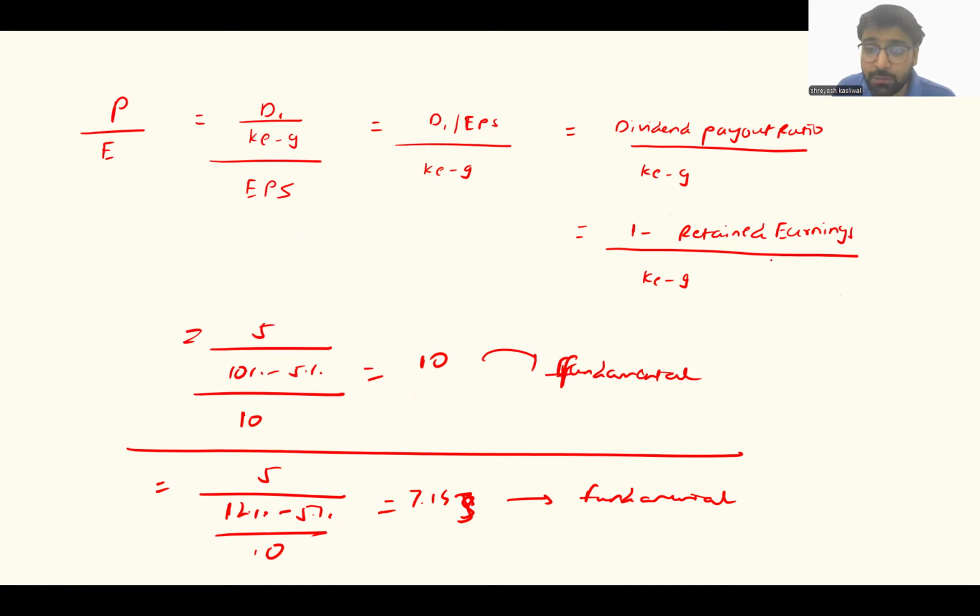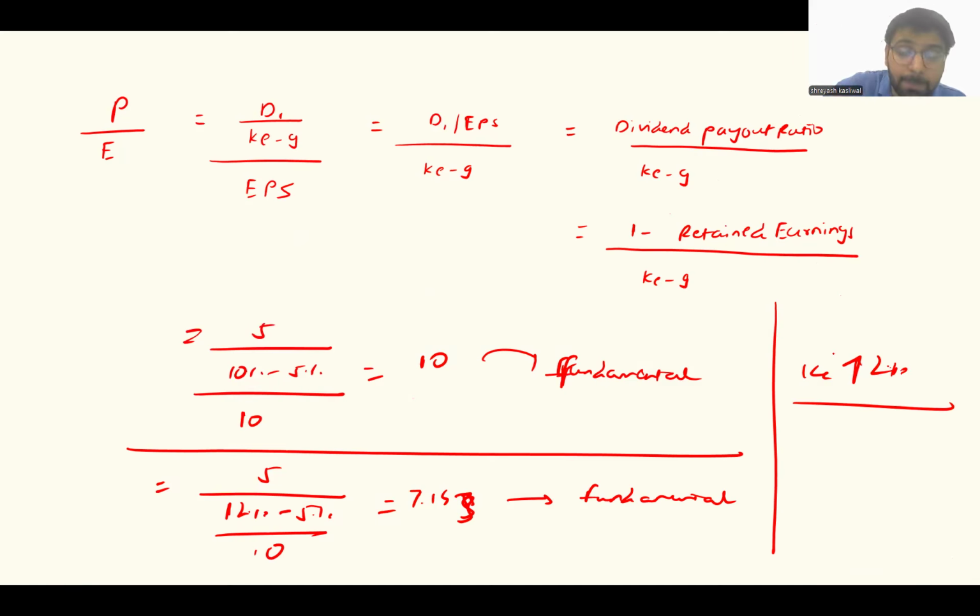Sir, what has happened here? Carefully notice. Sir, my KE has increased by 2%. And carefully notice what has happened to my P to E ratio. Sir, my P to E ratio has fallen by almost 30%. That means imagine how sensitive my P to E ratio is to the inputs that are being used to calculate that P to E ratio. Sir, KE is changing by 2%, which is an input to calculate my P to E ratio. And sir, my P to E ratio is changing by 30%. That means there's a massive difference.